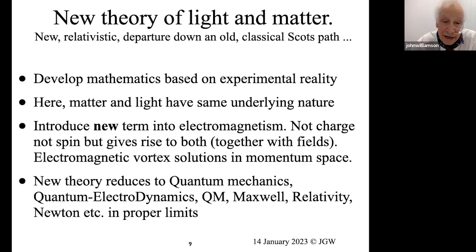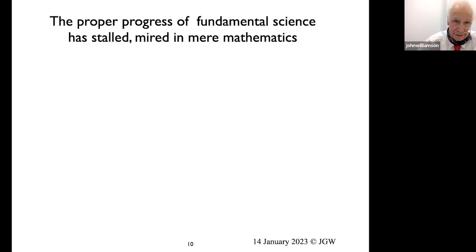These new solutions are electromagnetic vortex solutions, electromass magnetic, I should put in there, electromagnetic vortex solutions in momentum space. So momentum space does the mass for you. Momentum space brings in the mass. Now, the new theory reduces precisely to Schrödinger quantum mechanics. It underpins quantum electrodynamics. It reduces to ordinary quantum mechanics. It reduces to Maxwell, and it encompasses relativity, Newton, et cetera, in proper limits. That's the theory which we're going to do.